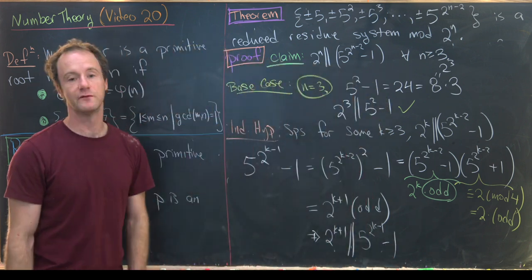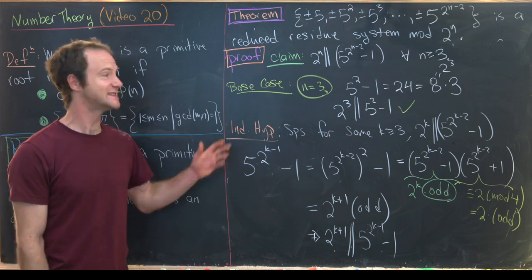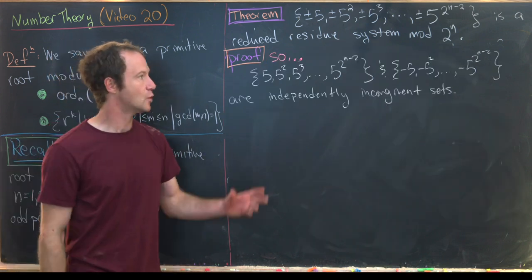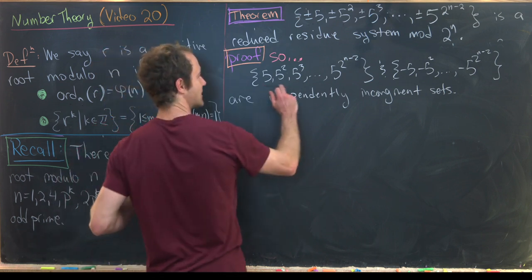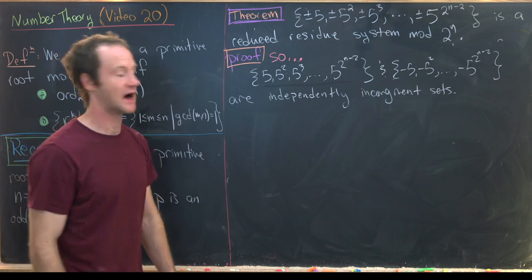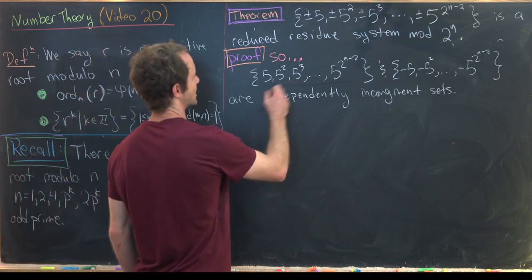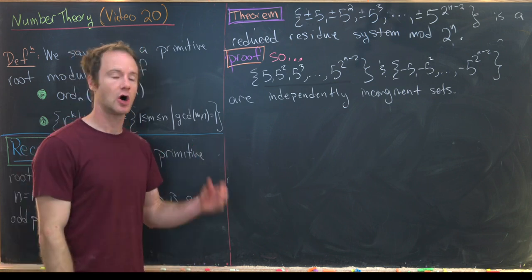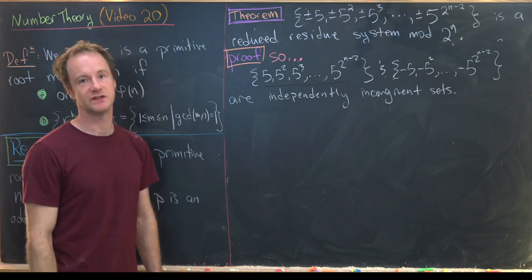And so we've proved this claim. And so let's see where that gets us. Let's see what we've got so far. We just got done showing that every element in this set, the positive powers of 5, so 5, 5 squared, 5 cubed, up to 5 to the 2n minus 2, are all incongruent mod 2 to the n.